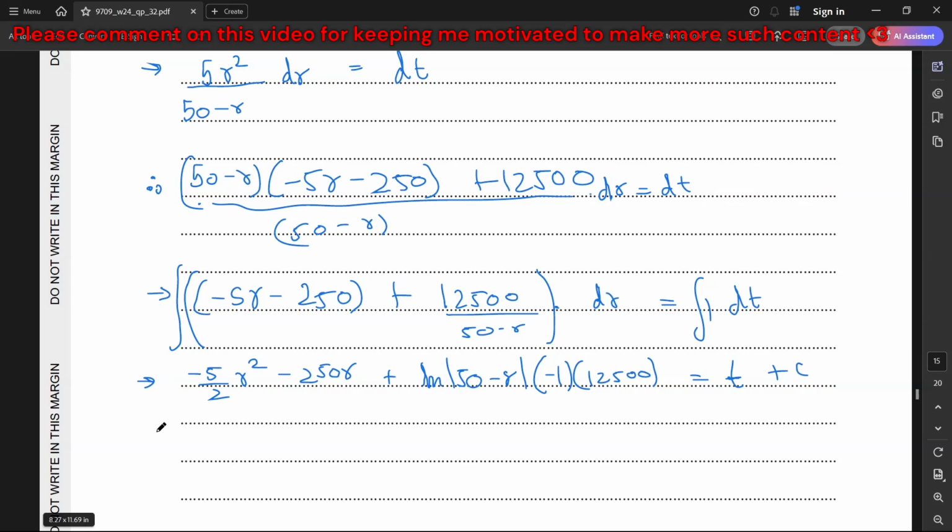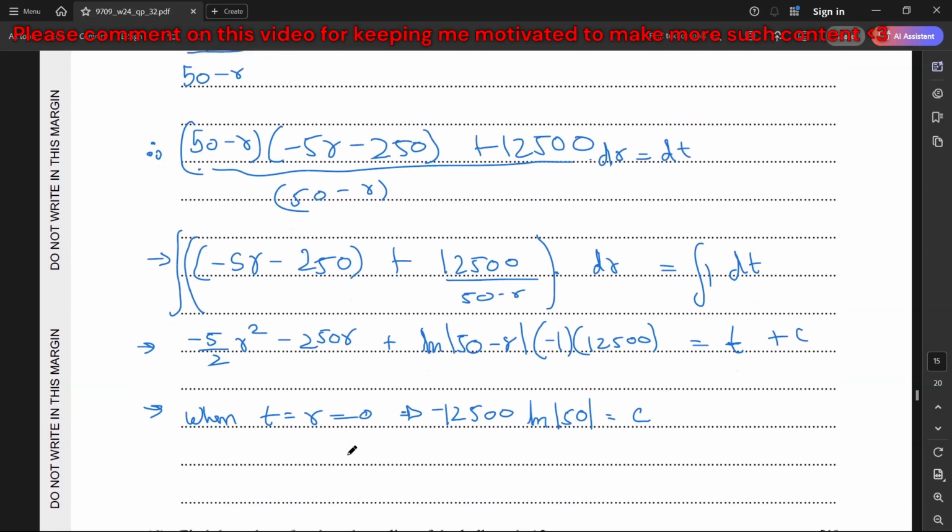what is the value of c? Because I know that initially t and r both were 0. So when t is equal to r is equal to 0, this is 0, this is 0, you are left with ln 50, right? But we're also having minus, so minus 12500 ln of 50 is equal to c.